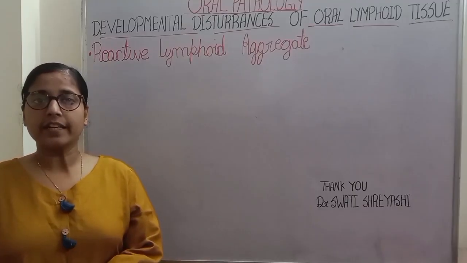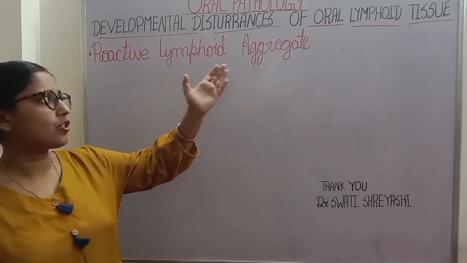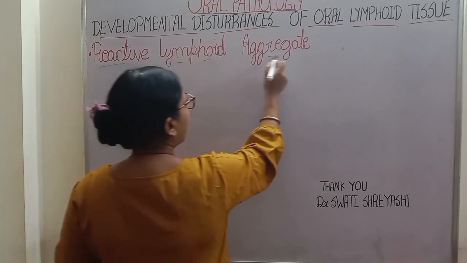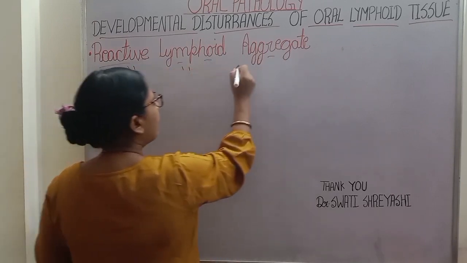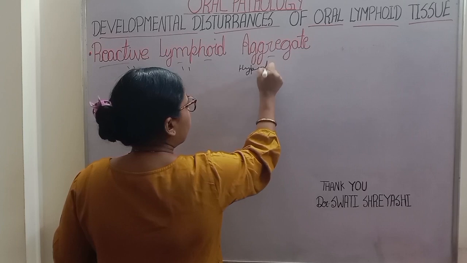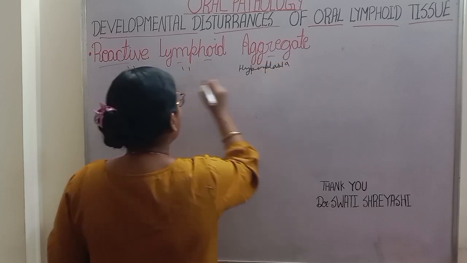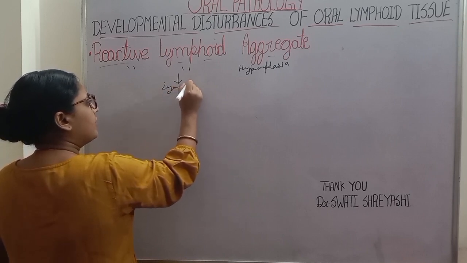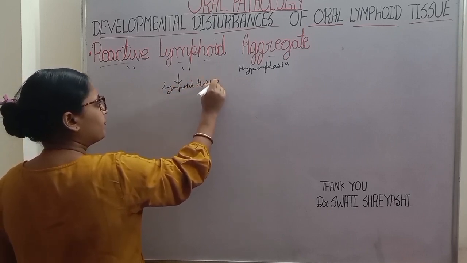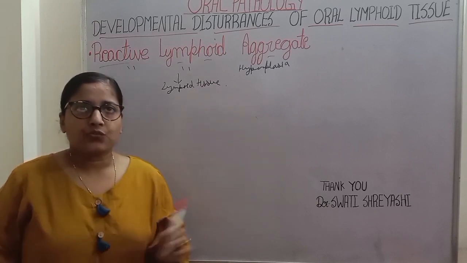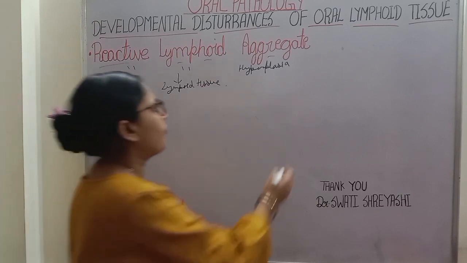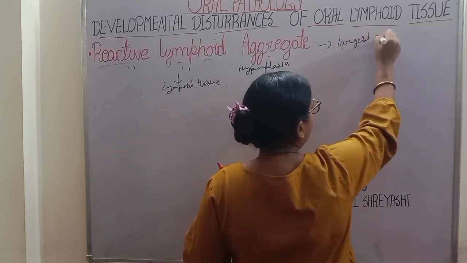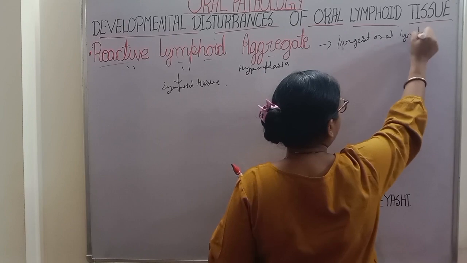I am Dr. Swati Sreshi, dealing with developmental disturbances of oral lymphoid tissue, जिसमें हम लोग देखेंगे reactive lymphoid aggregate, जिसको हम लोग reactive lymphoid hypoplasia भी बोलते हैं, occurring in lymphoid tissue. This is one of the largest oral lymphoid tissues.